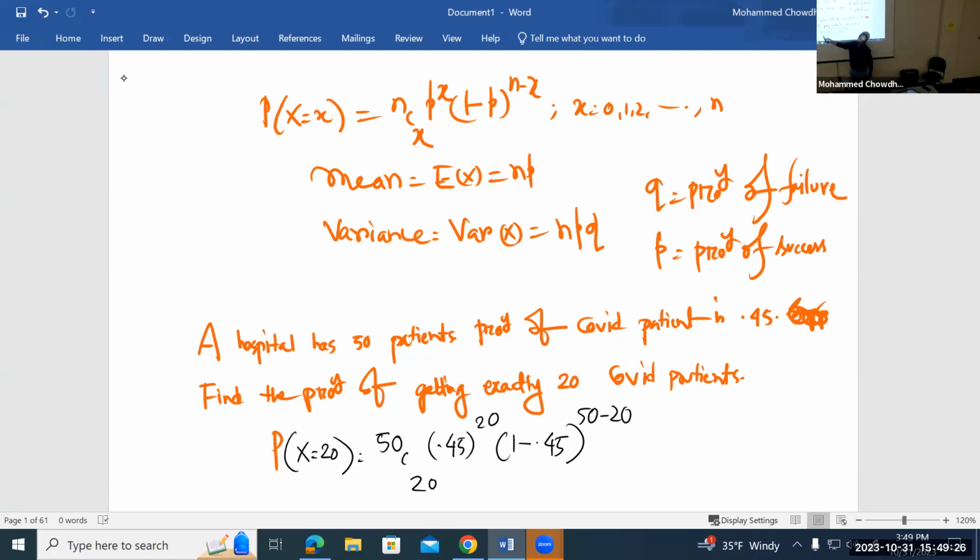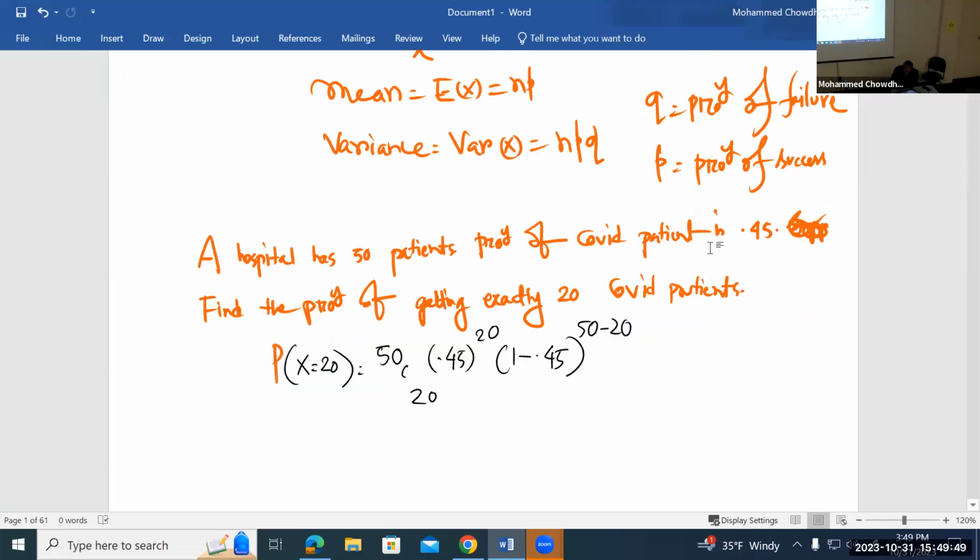See, take a look at the board, please. Are you seeing this formula? It's coming from that one. Okay? Clear, right? That is the way you can compute probability.